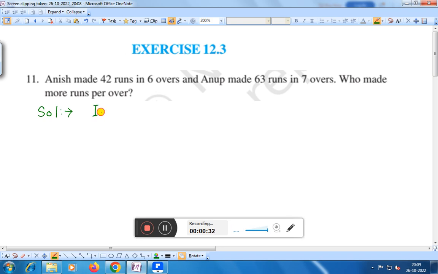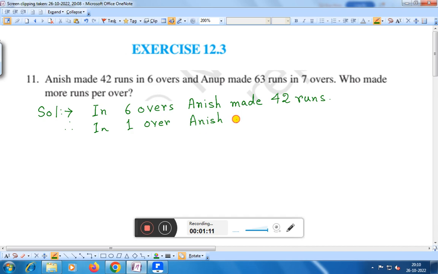In 6 overs, Anis made 42 runs. Therefore, in 1 over Anis made 42 by 6 runs, that is 6 7s are 42, that is 7 runs, right? 7 runs.